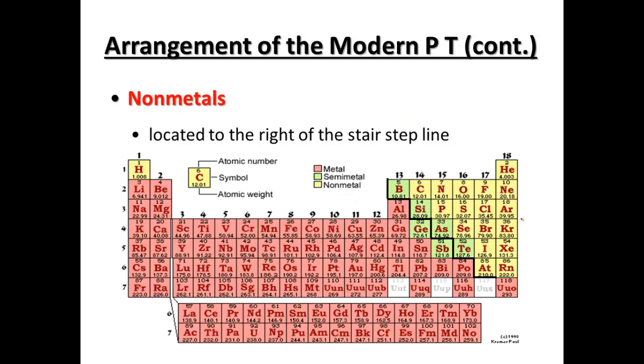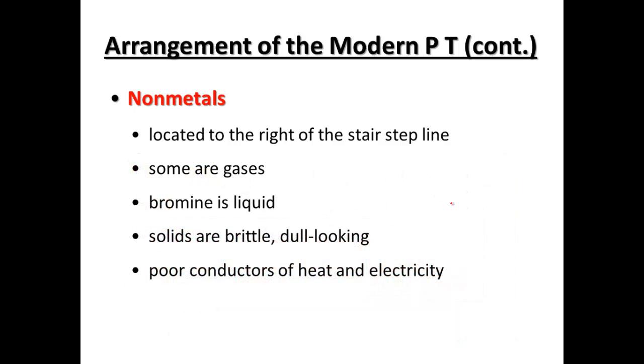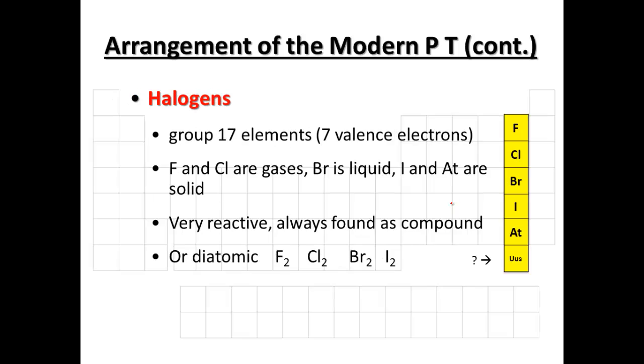Non-metals are located to the right of the stair-step line. So at our stair-step line, non-metals are going to be located to the right of it, not touching, but to the right of it. Some are gases. Bromine is our one liquid in our non-metals. If they're solid, they're brittle, meaning they break very easily, and dull looking. They are poor conductors of heat and electricity.